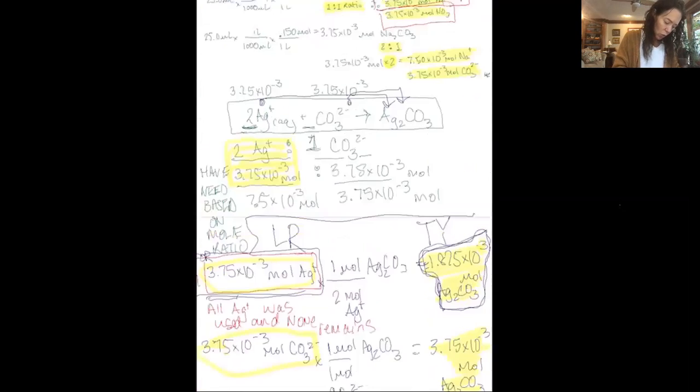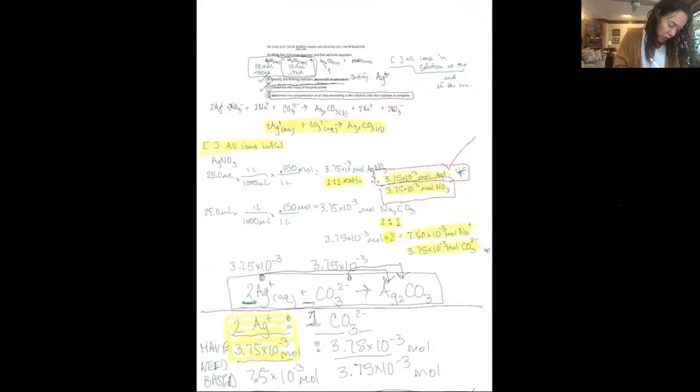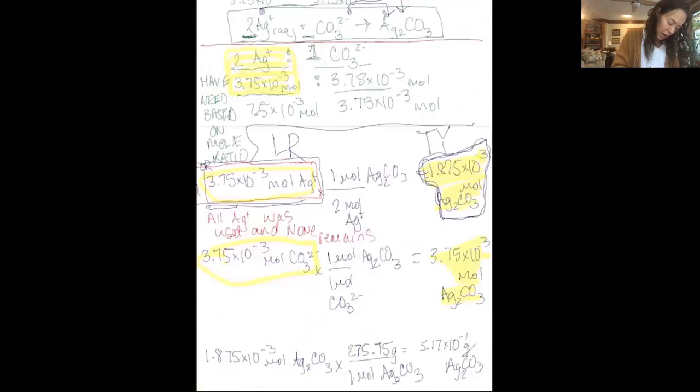Nitrate was not a part of my reaction. Oh yes, nitrate was a spectator ion. None of it was used. All of it remains. Nitrate, spectator ion, all remains.